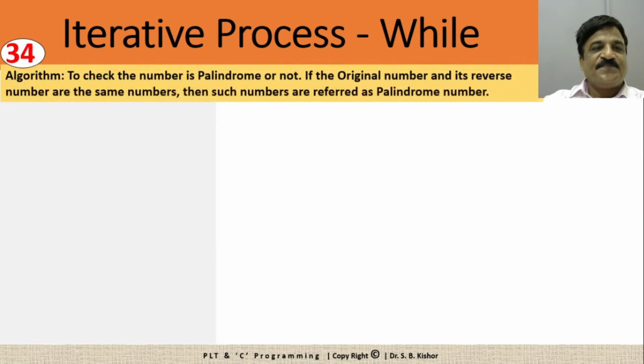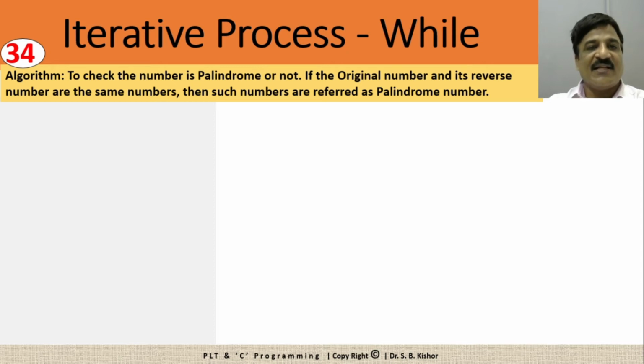Now to check whether a number is a palindrome or not. Okay, so what is a palindrome number? If the original number and its reverse number are the same, then such numbers are referred to as what? A palindrome number. For example, if the number is 123, the reverse of 123 is what? 321. So is 123 equal to 321? No, which means that number is not a palindrome.